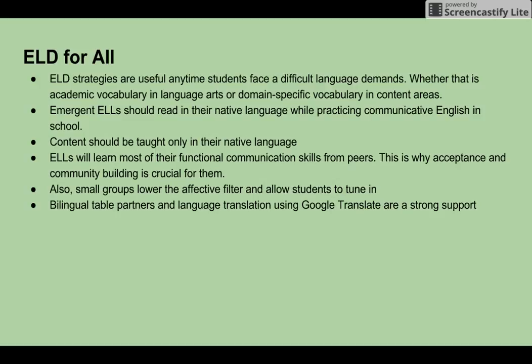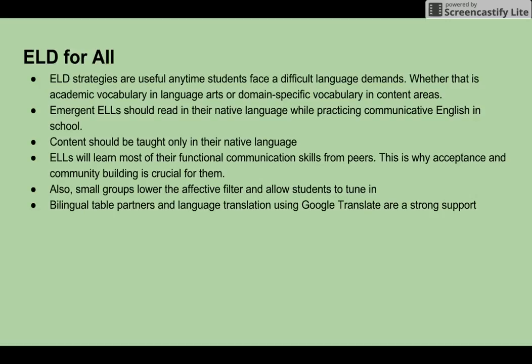Emergent English language learners should read in their native language. So when we're doing SSR, they should be reading in their native language while practicing communicative skills in English at school. Content should be taught in their native language. So again, in content area, text should be in their native language.